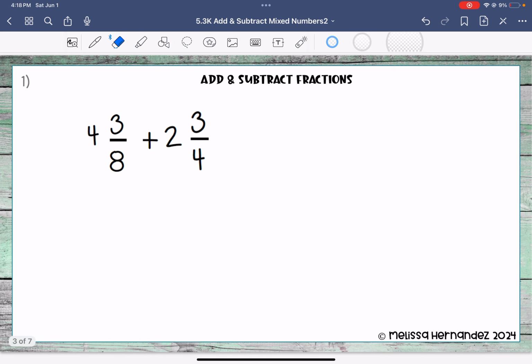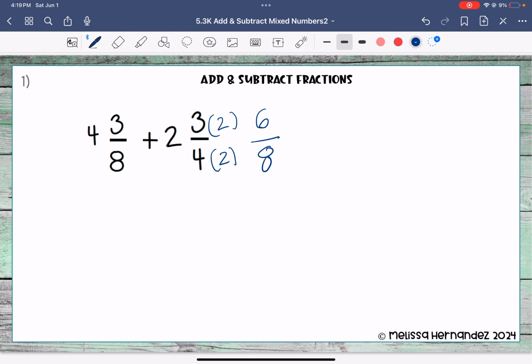Okay, so for our first example, we have 4 3/8 and 2 3/4. Our denominators are not the same. I encourage kids to just look at the denominators and ask, can one be divided into the other without any remainders? Well, 8 doesn't go into 4, but 4 goes into 8 twice. So what that tells me is I can just use 8 as my common denominator. You double the denominator to get 8, and that means you have to double the numerator. These are actually equivalent fractions, 3/4 and 6/8.